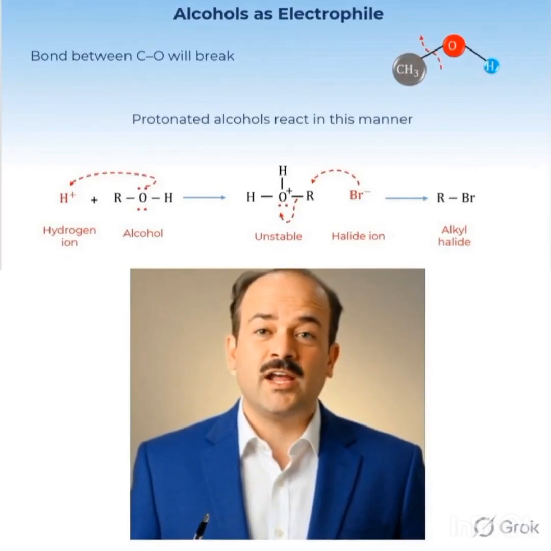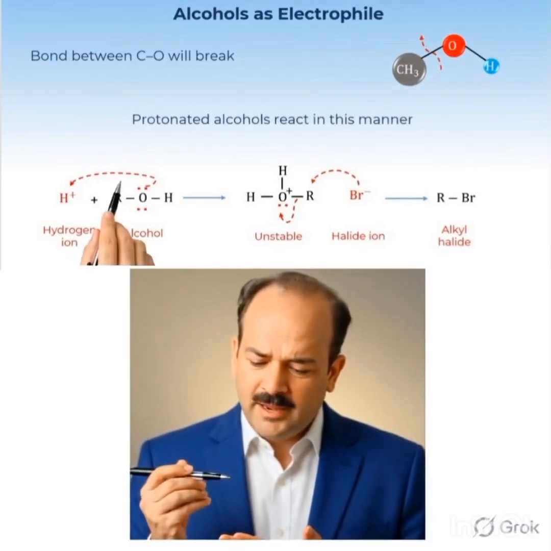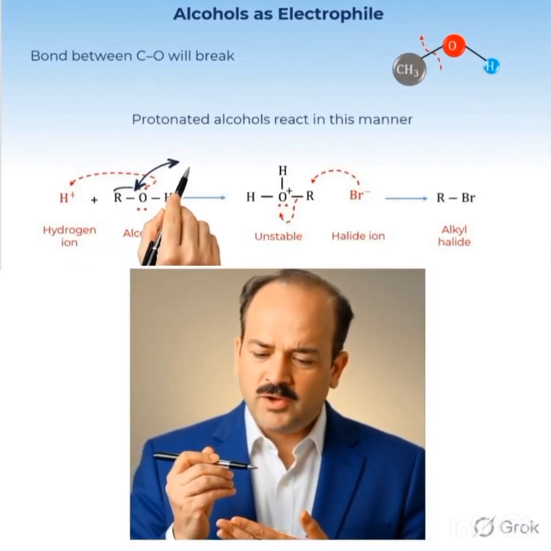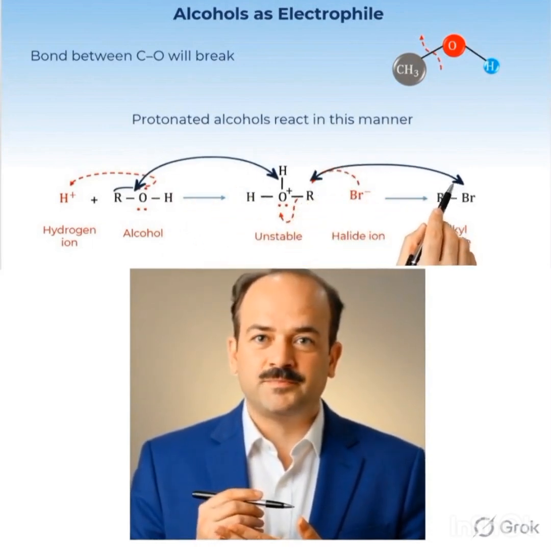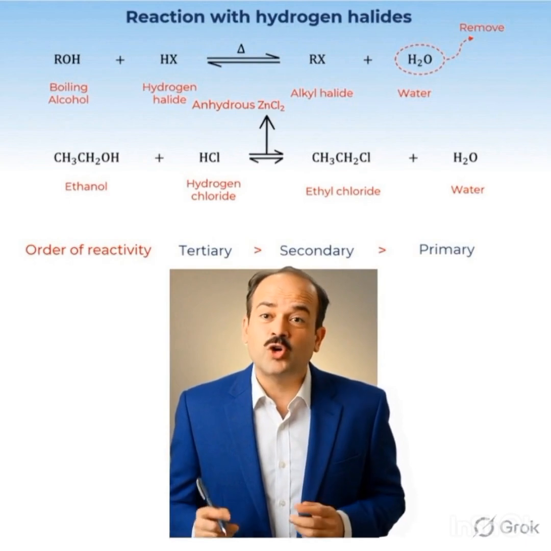Hello, today we will see how alcohols act as electrophiles. Look at the diagram. The C-O bond in the alcohol will break. The hydrogen ion attacks and the C-O bond breaks, forming an alkyl halide.